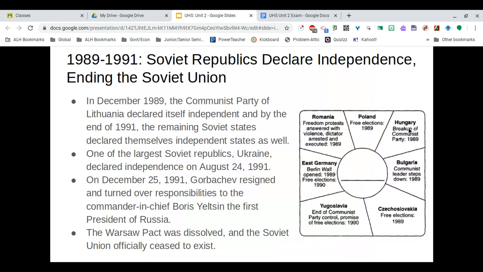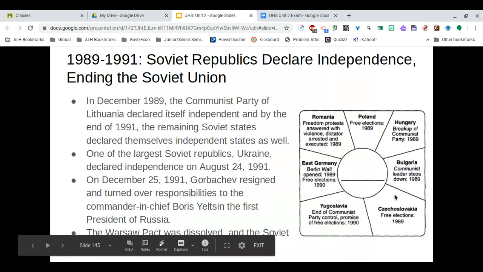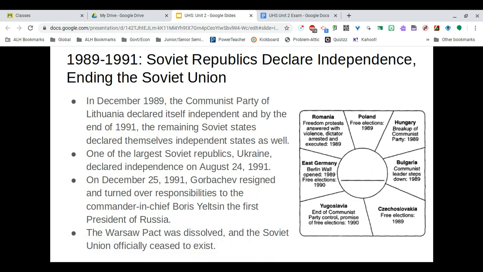And if you take a look at the graphic over here, you can start to see when that all started happening, which was 1989, 1990, right around the same time the Berlin Wall collapses and Gorbachev really establishes what's happening. So in 1989, Lithuania declares itself independent, and by 1991, every other Soviet state had left. Ukraine declares independence on August 24th, 1991. This is going to be one of the biggest reasons why we still see problems between Russia and Ukraine.